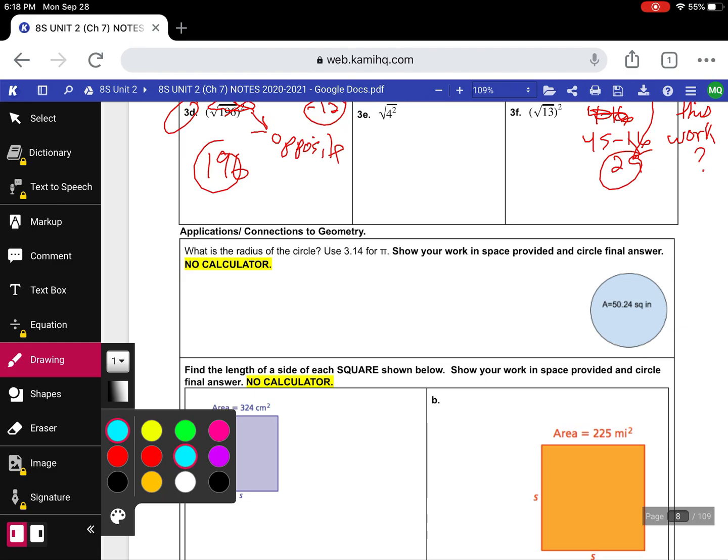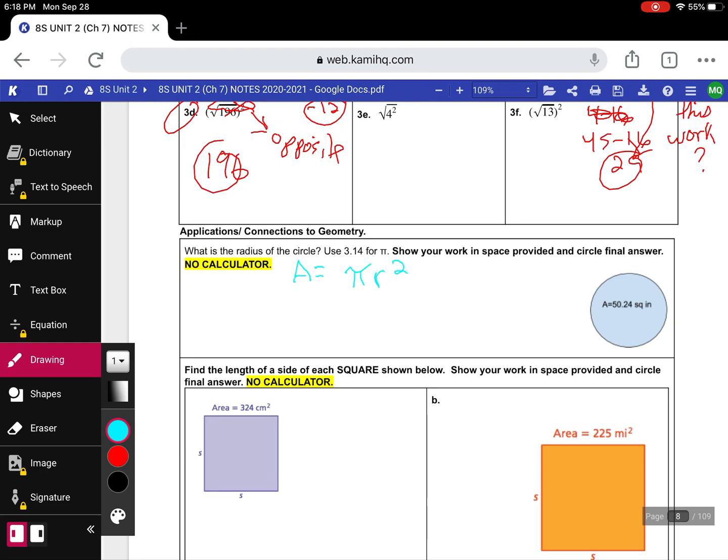Well, I hope you remember from your time with Mr. Robert and Mr. Harris that the area of a circle is pi r squared. Okay, what do they give us in this problem? Well, they give us an area of 50.24 equals, and they told me to make pi 3.14, times r squared.